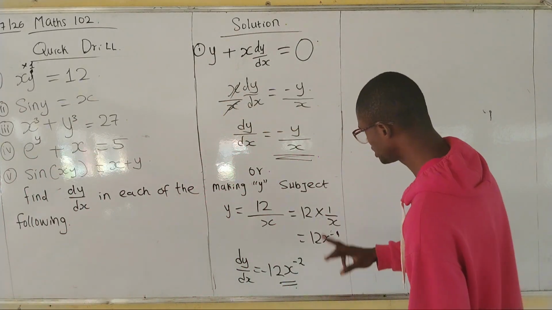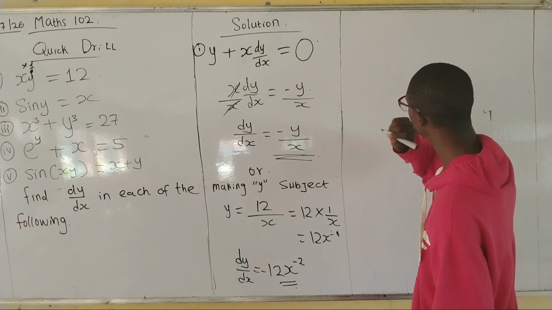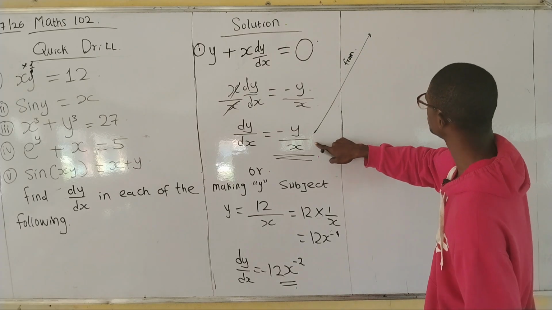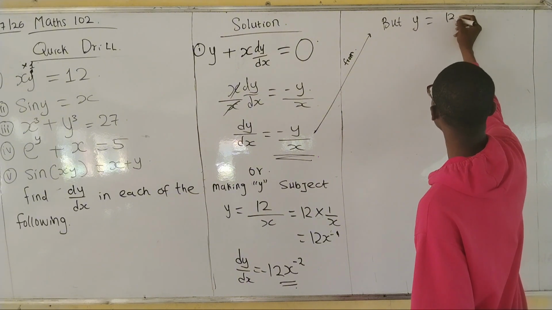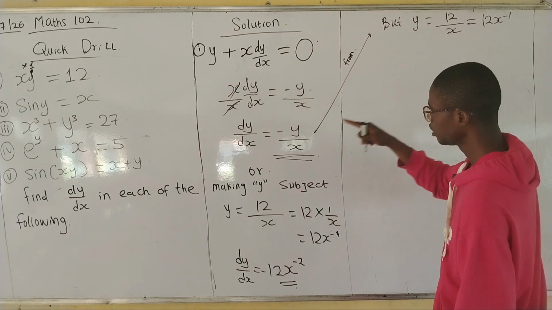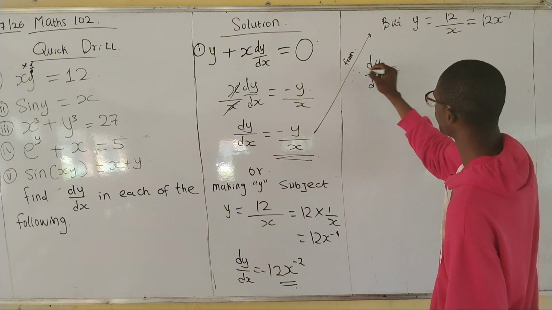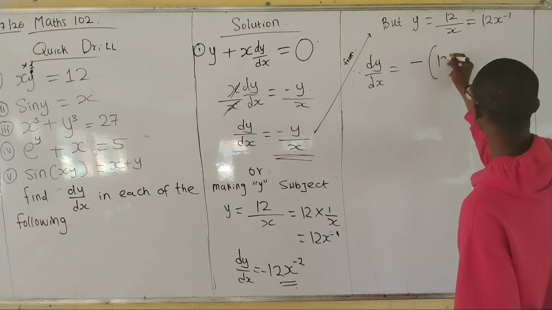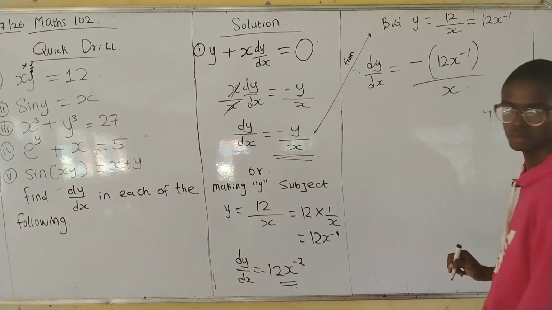Remember, we said that y is equal to this, right? This is what we got from this place. We can say that y is equal to 12 over x, which is 12x inverse. Substitute the value of y here. You have dy dx equals, therefore, dy dx equals minus 12, let me just write it, 12x inverse over x. What will it give you?